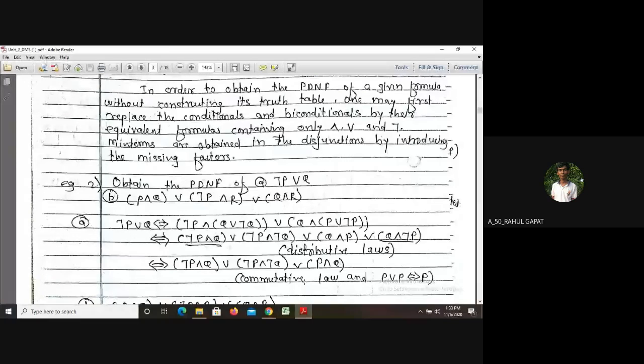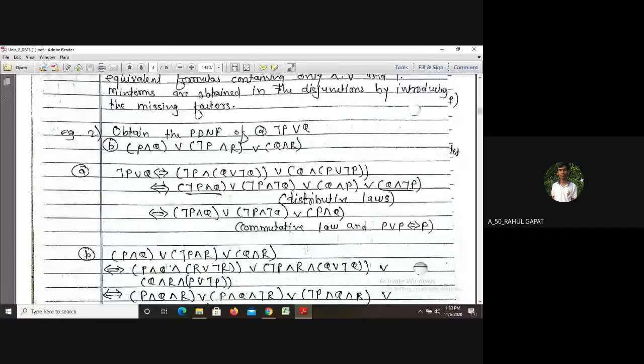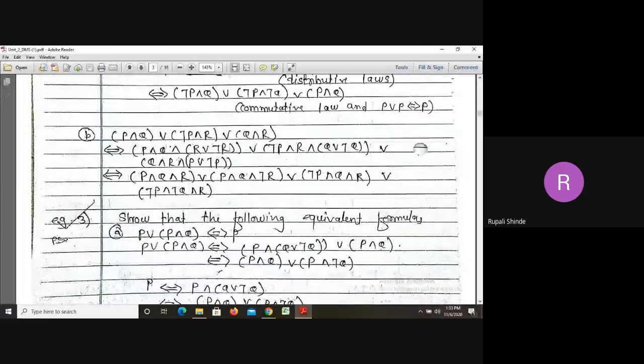P and Q and R, or P and Q and negation R, or negation P and Q and R, or negation P and negation Q and R.